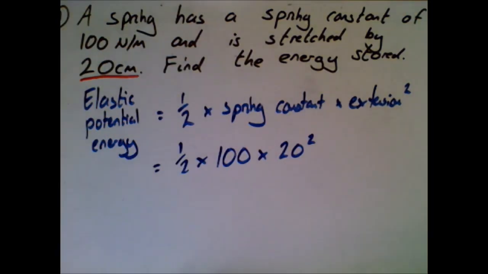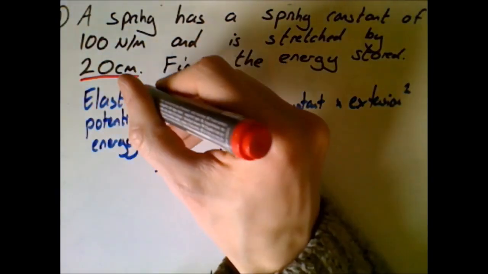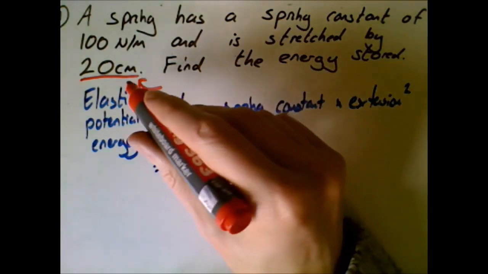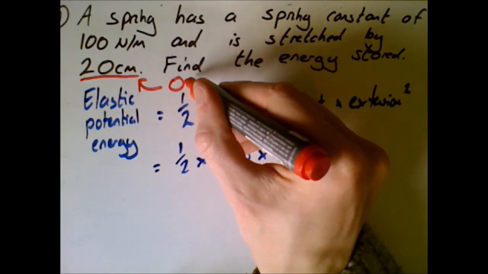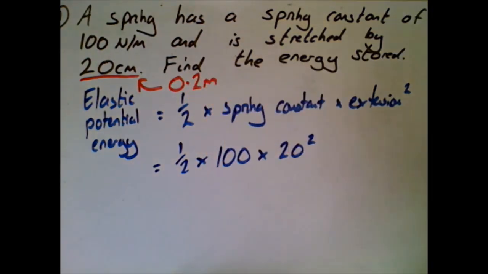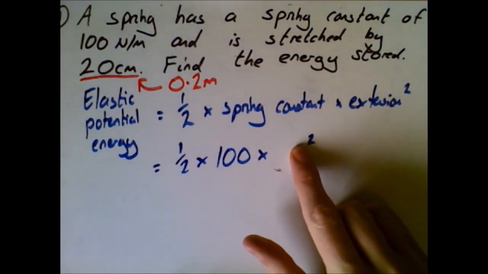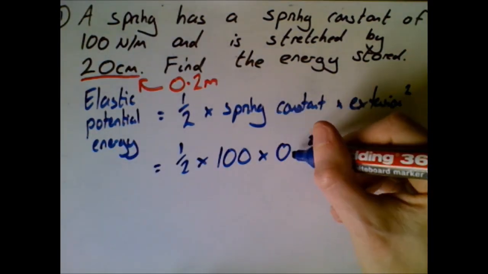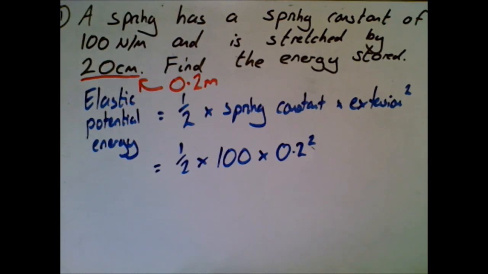20 centimetres. Okay, 20 centimetres, we've got to put that into metres. Now, hopefully you remember 100 centimetres in a metre, divide 20 by 100, we get 0.2 metres. So actually, the number that needs to go into here is not 20, it is in fact 0.2. So there we go. Here is our calculation we've got to do.